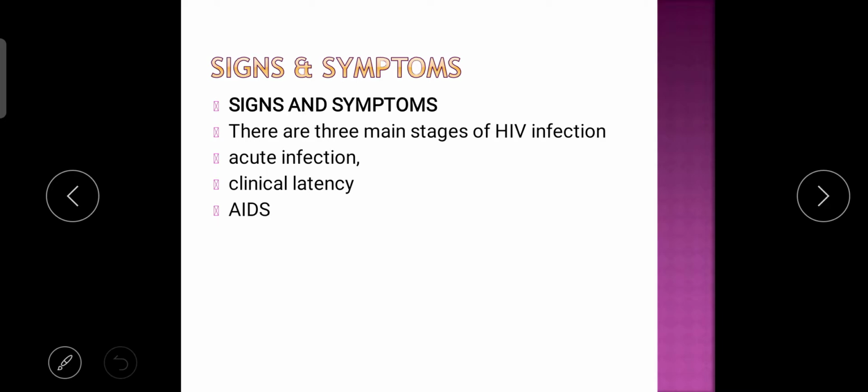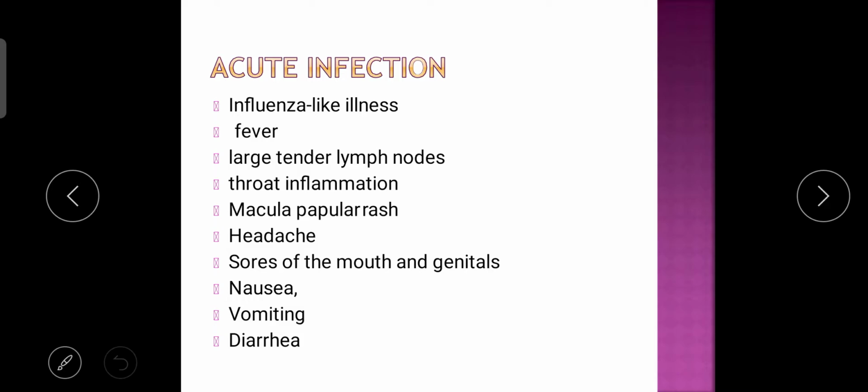Next is signs and symptoms. There are three main stages of HIV infection: acute infection, clinical latency, and AIDS. First, you will see acute infection. In the acute infection, what are the things you will notice? You will notice an influenza like illness.